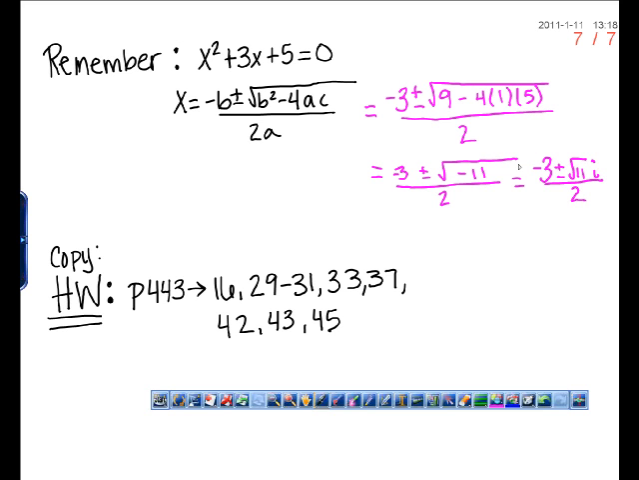All right, there have been some changes to your homework. So please get your homework from up here, not from your timeline. We took out a couple problems, okay? So your new homework is on page 443, numbers 16, 29 through 31, 33, 37, 42, 43, 45. This is different than what is on your timeline.